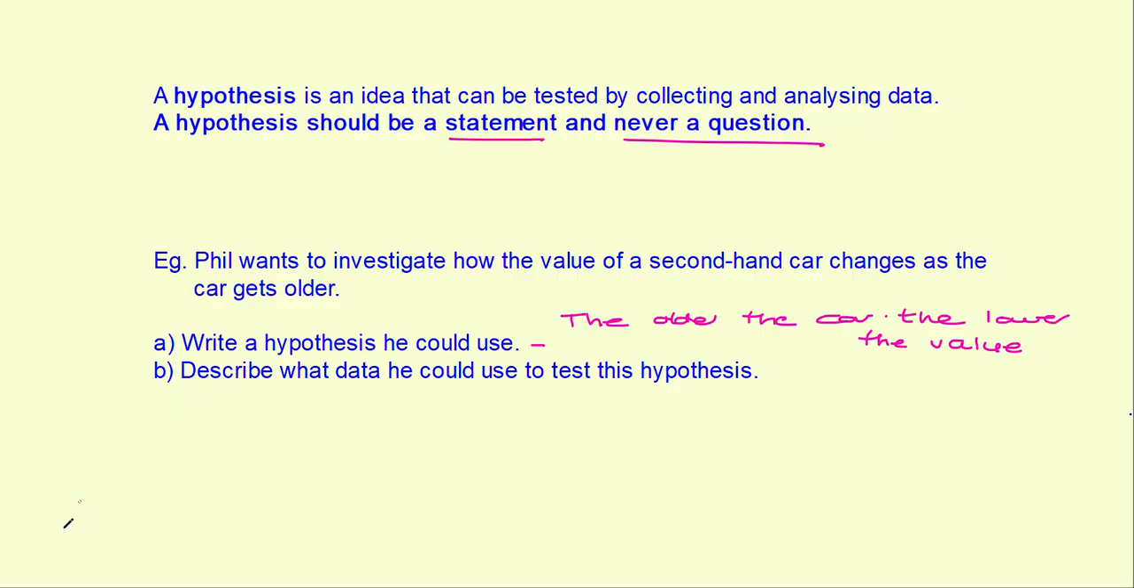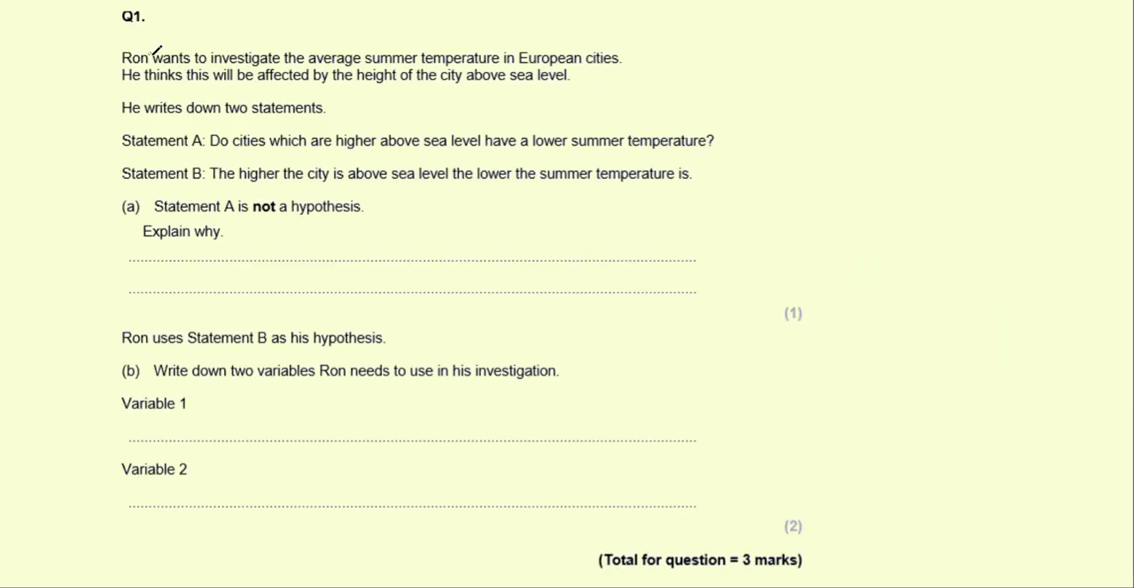Okay, right. GCSE questions then. Ron wants to investigate the average summer temperature, so we're looking at average summer temperature as one of our variables in European cities. He thinks this will be affected by the height of the city. There are our two variables we're measuring: summer temperature versus the height of the city above sea level. He writes these two statements.